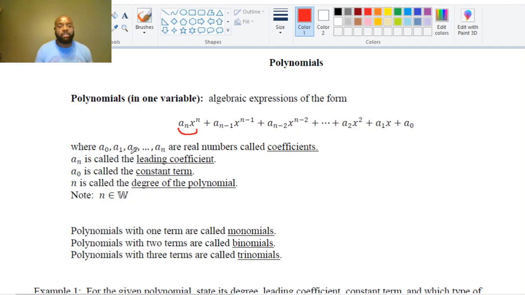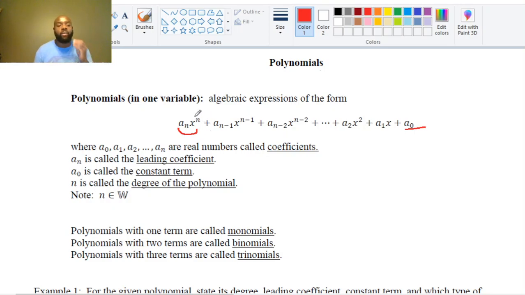Those numbers, a sub n minus 1 and so on, are called your coefficients. A sub n is a special coefficient, which we call the leading coefficient. A sub 0 is a special coefficient. That's this one down here. It's called your constant term. And n is the degree of your polynomial.